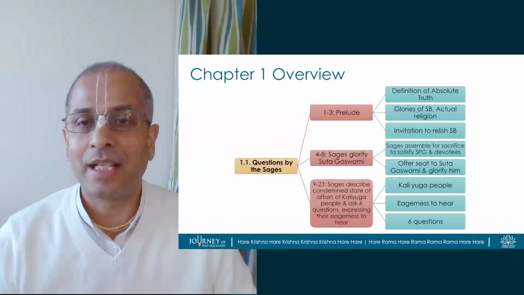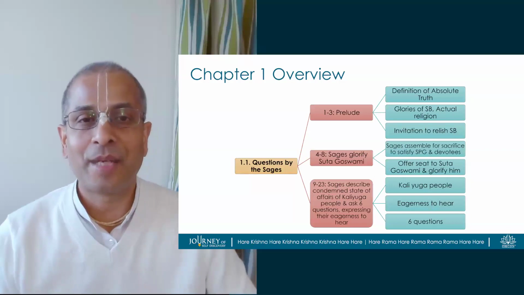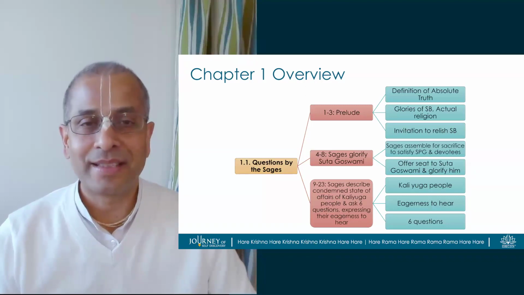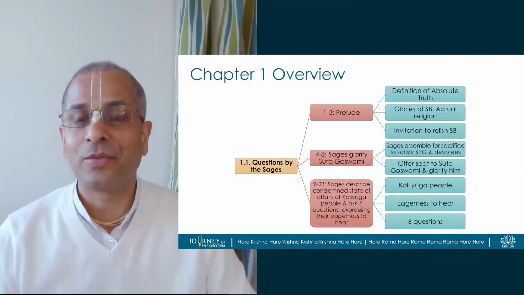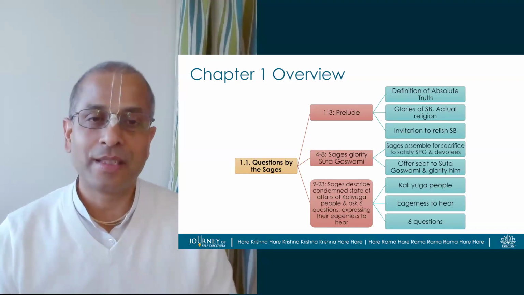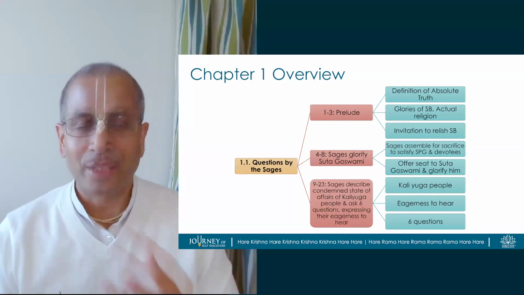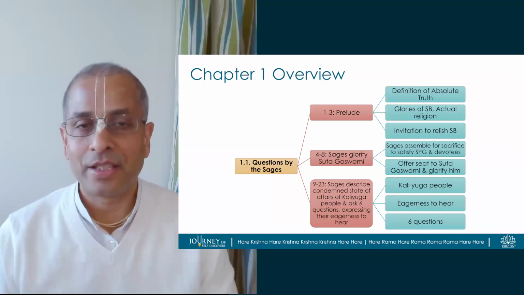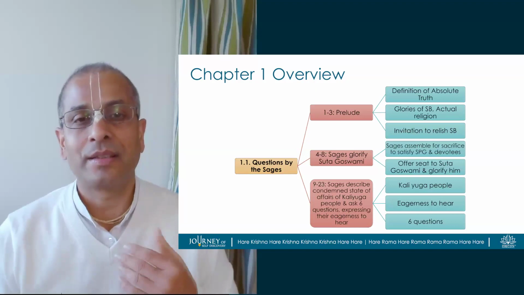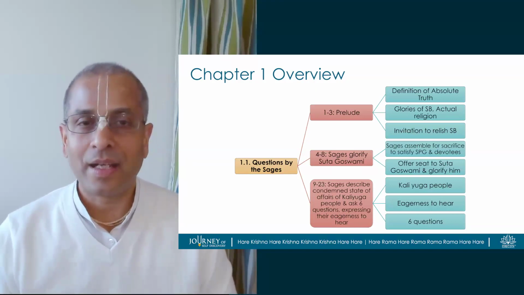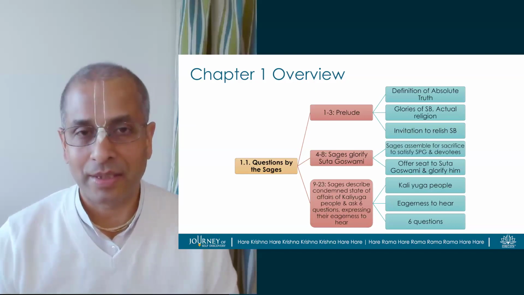This chart, those who have the Bhagavad Subodhini can immediately recognize that it is coming from the Bhagavad Subodhini. So the 23 verses, this is how the flow of chapter 1 is going. The first three verses of chapter 1 are the introduction. It is a prelude. The first verse gives the definition of absolute truth. The second verse glorifies the Srimad Bhagavatam. And the third verse invites all of us to relish Srimad Bhagavatam.